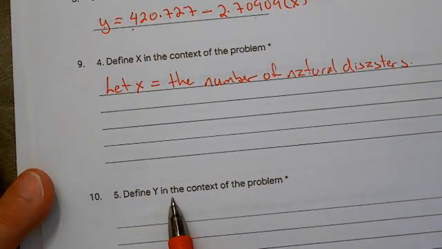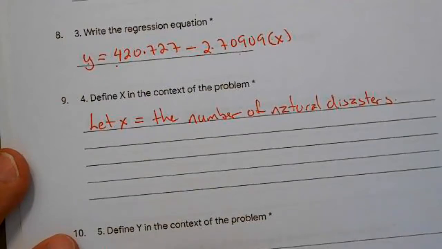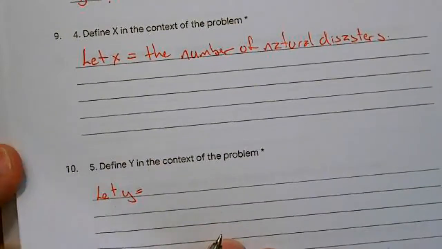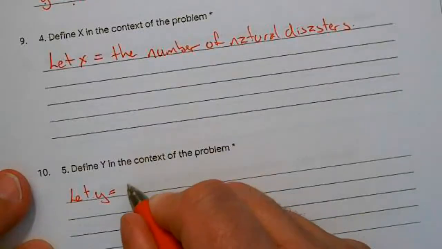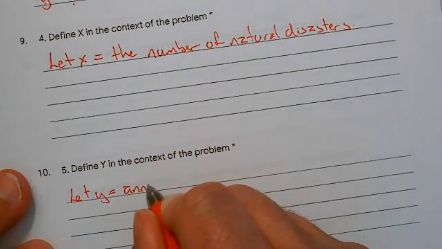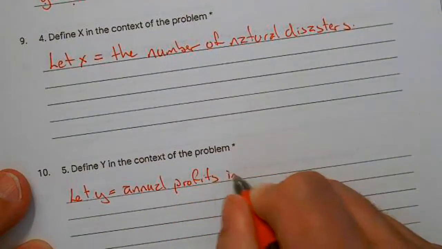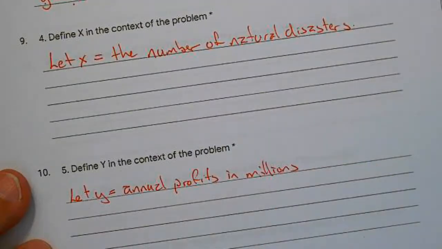Then it says define Y. Well, we already said Y. So we're going to start off with let Y equal. So what does Y equal? Average annual profits. So let Y equal annual profits in millions. Millions of dollars technically, but we'll just assume it is.